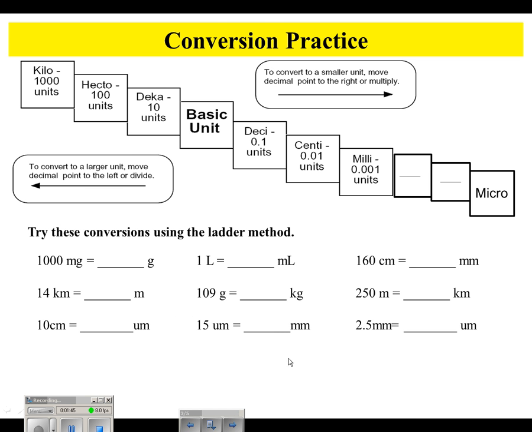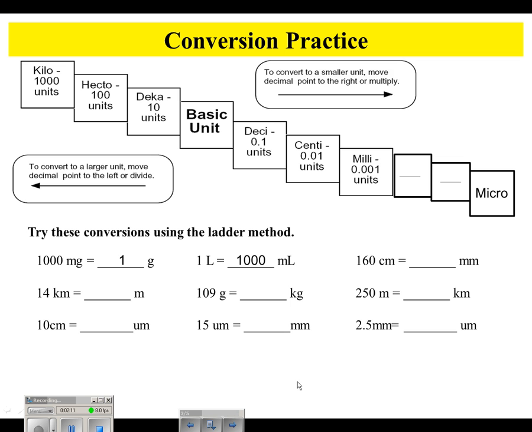Let's do some practice. Try using these conversions and the ladder method to convert your units. This is something you're going to have to commit to memory. You're not going to have this ladder in front of you. You have to remember how to get from meters to kilometers and where micro falls on the scale. If we have 1,000 milligrams, how many grams is that? You should come up with 1.